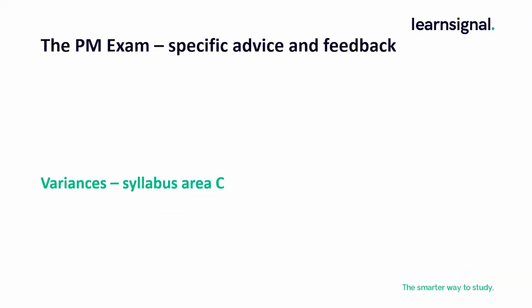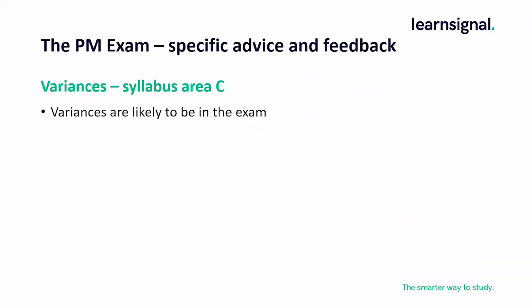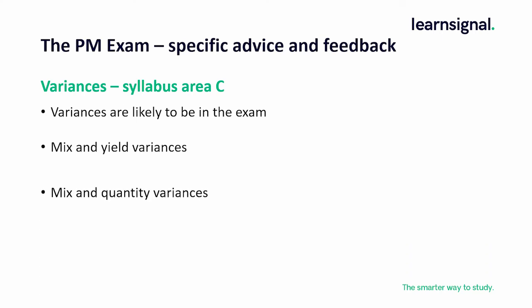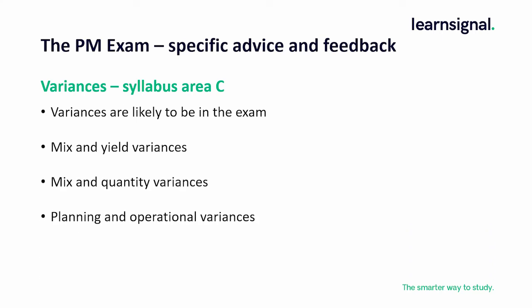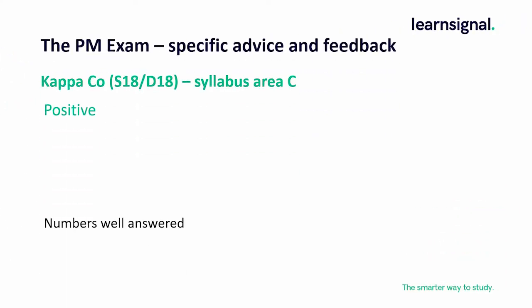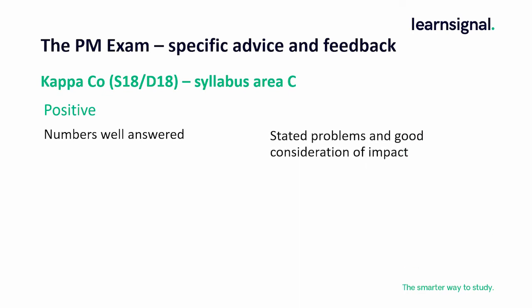Variances are a key area of performance management and will always be somewhere in the exam, including mix and yield variances, mix and quantity variances, planning and operational variances. Students are often good at calculations, but there are common errors, and discussion aspects are generally weaker, which is a theme across this exam. Using the CAPA question as a model, generally numbers are well answered, and students stated problems, explained why they were problems, and considered their impact quite well.